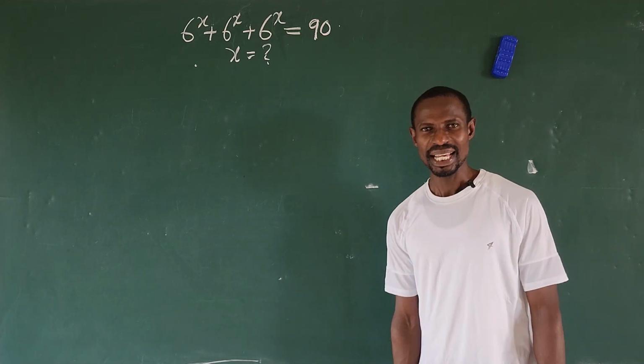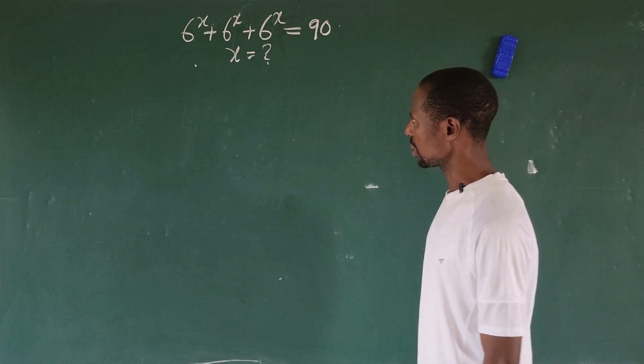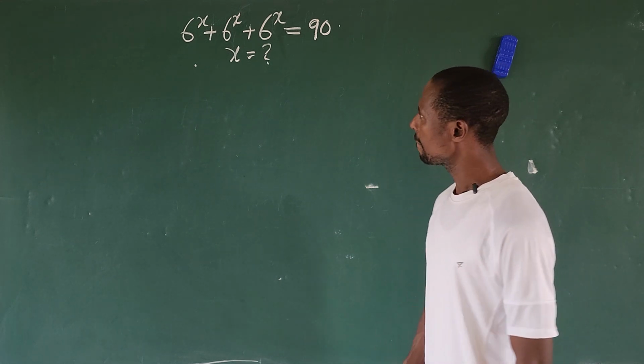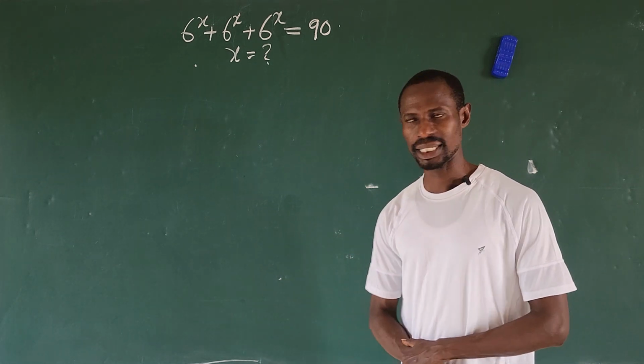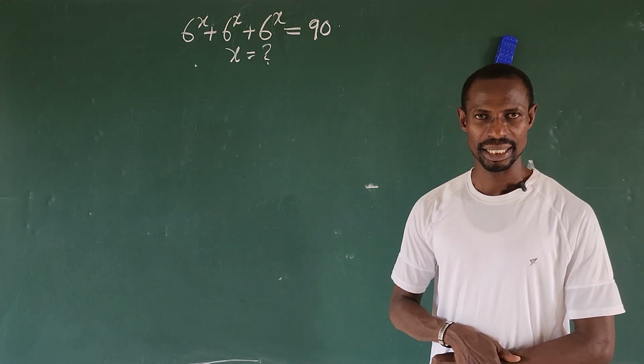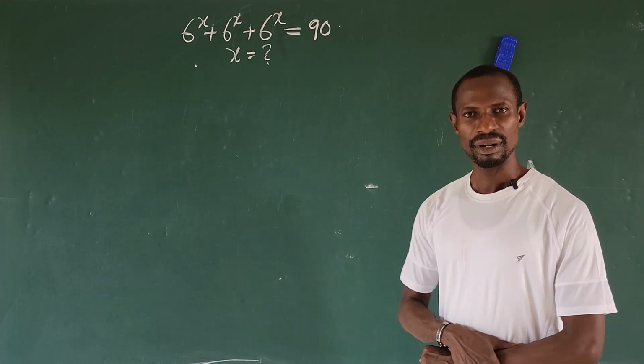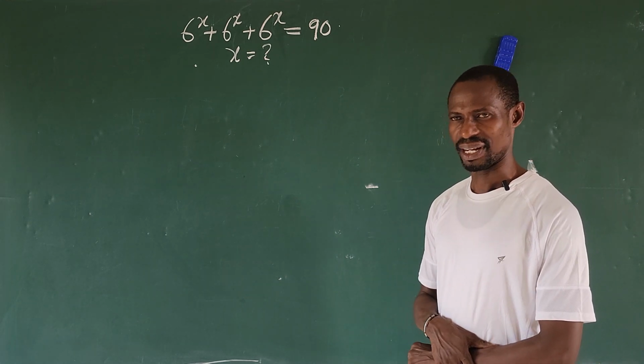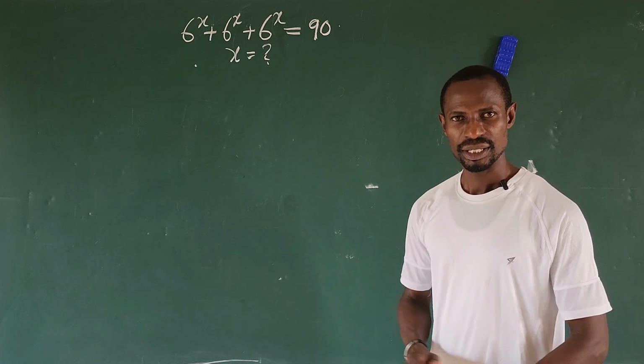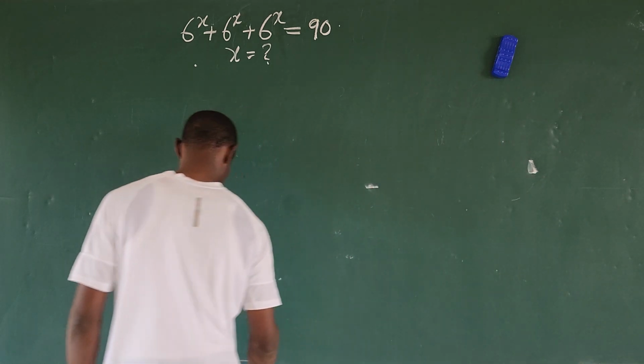So the question reads 6 to the power of x plus 6 to the power of x plus 6 to the power of x equal to 90. What is the value of x that satisfies this equation here? So let's go into today's challenge without much waste of time.